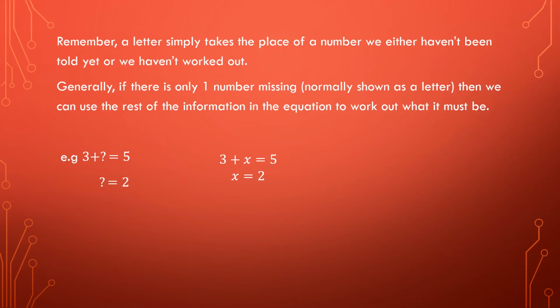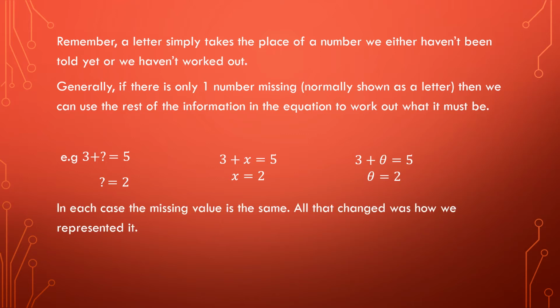If we were feeling particularly fancy, we could use a Greek letter. We could go for symbols instead. So we go 3 plus theta equals 5. The point is, it doesn't matter what symbol or squiggly thing we put there, that thing still needs to be equal to 2. So in this case, theta would be equal to 2. All we're doing is just changing how we represent the missing part, and all we're going to do here is work out what number goes in that missing place.